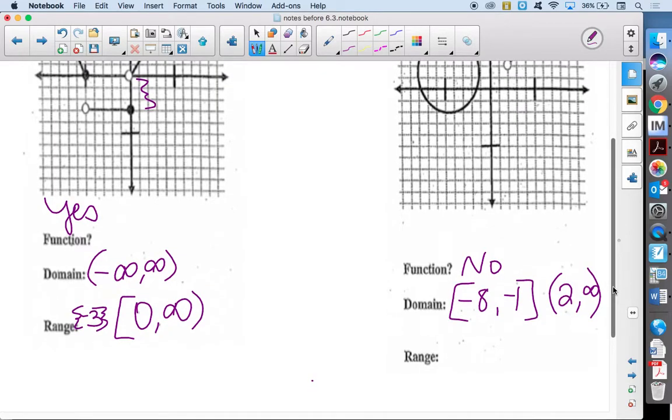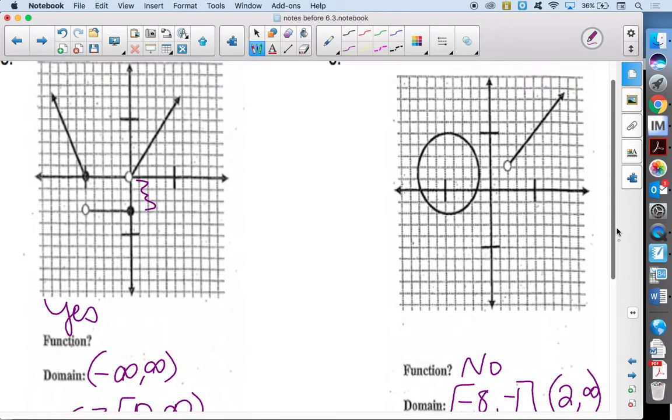And then what about the range? So looking at this graph, from the bottom to the top, what's the range?